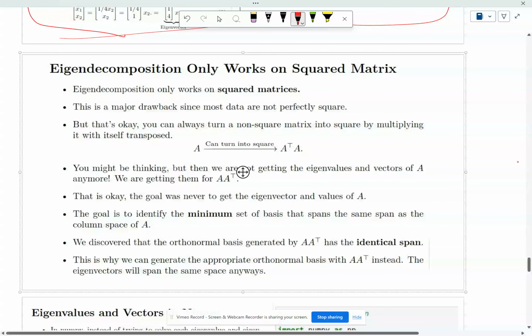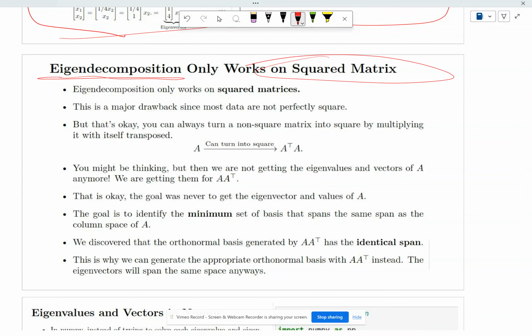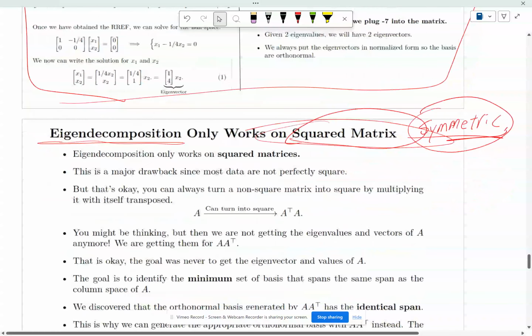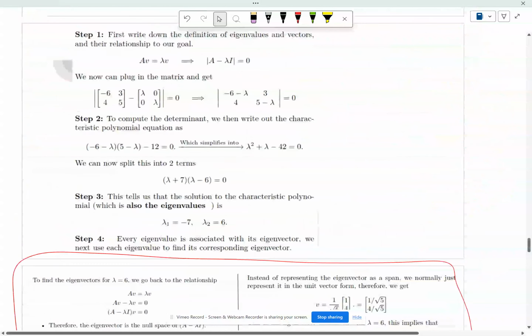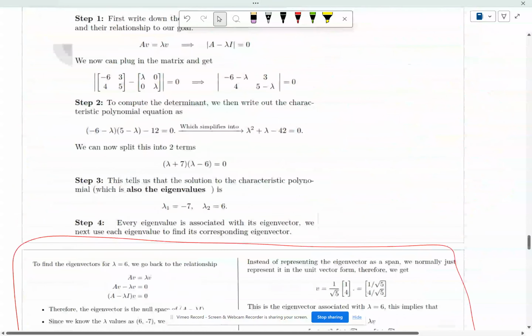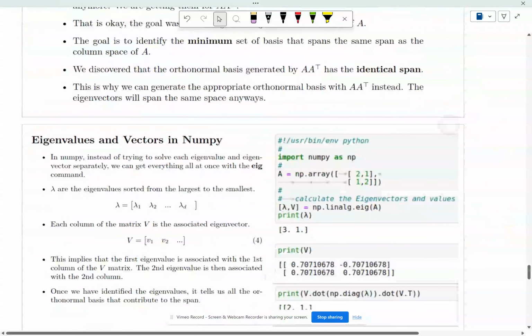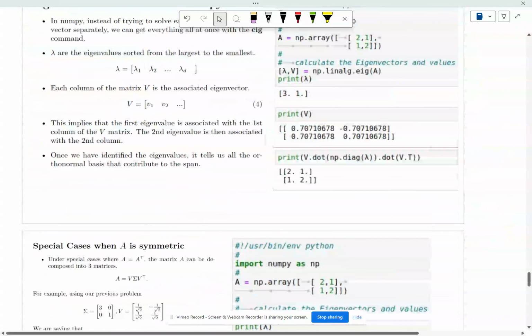Now, I mentioned previously that eigendecomposition really only works on square matrices. In fact, it has to be square and symmetric. If it's not symmetric, you can still find eigenvalues and eigenvectors, but you can't perform this thing called eigendecomposition. Let me talk about this first.